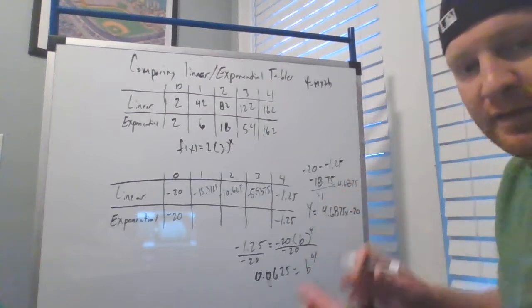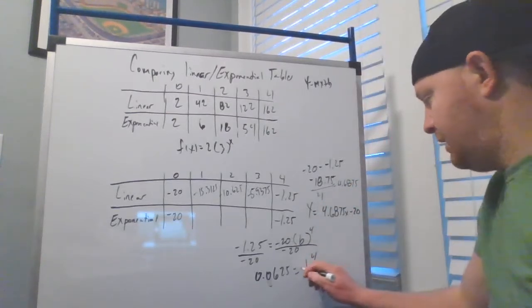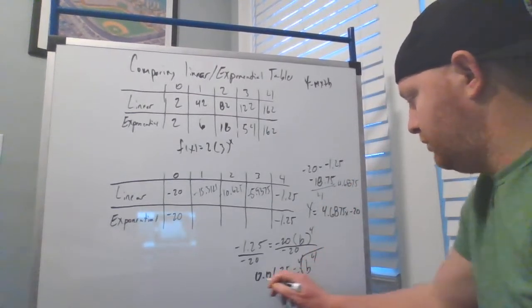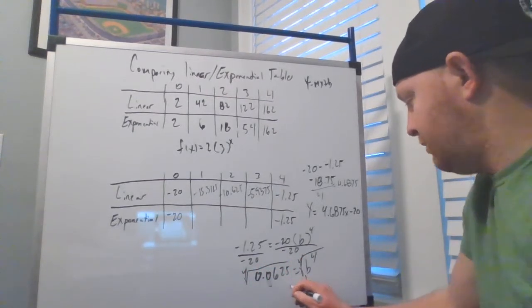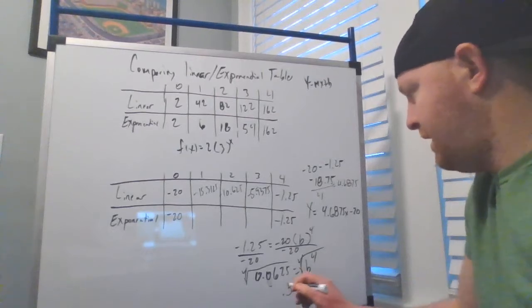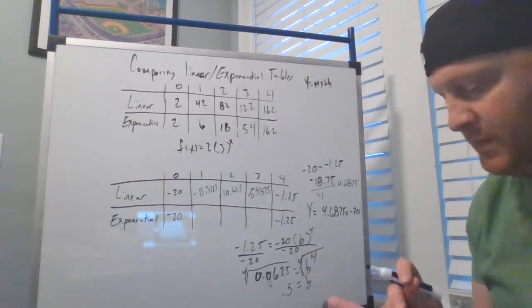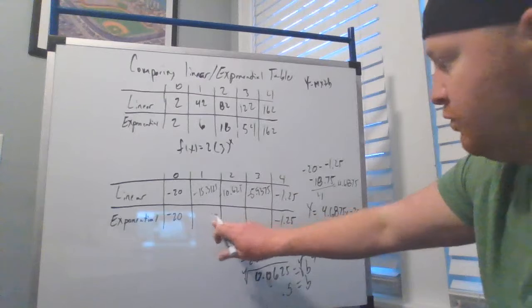Can we see this? Okay, I think we can. Yes. Next thing, just take the fourth root. Take the fourth root of each. And I'm going to get b is equal to 0.5. Yay. Okay. So now let's put these in.